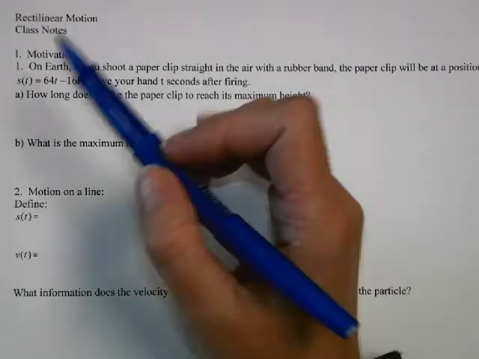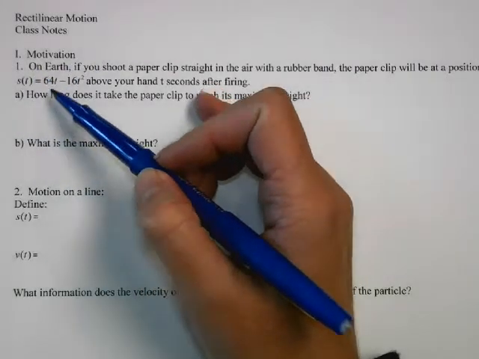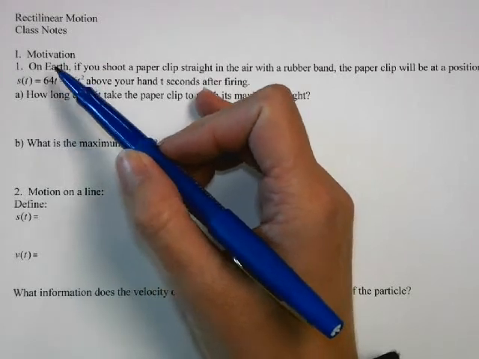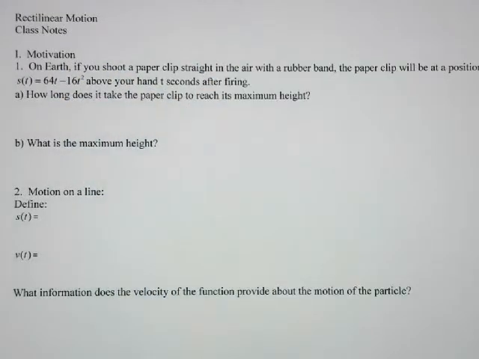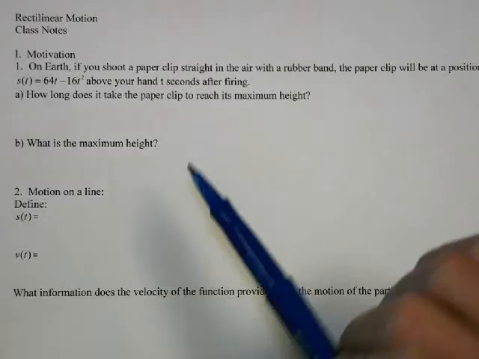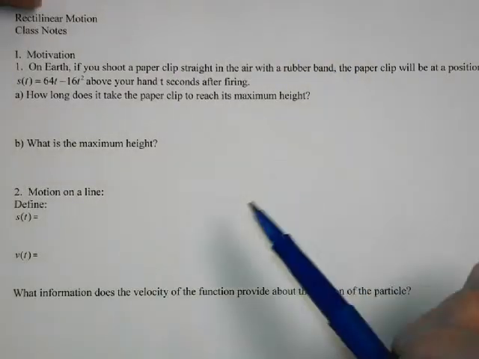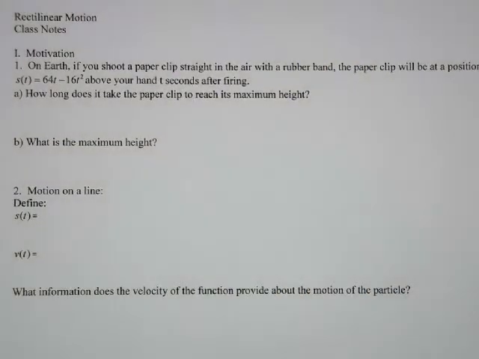Above your hand. This variable S is used pretty commonly for position. So the position is 64t minus 16t squared. It's going to go up and then back down. So how long does it take the paperclip to reach its maximum height?